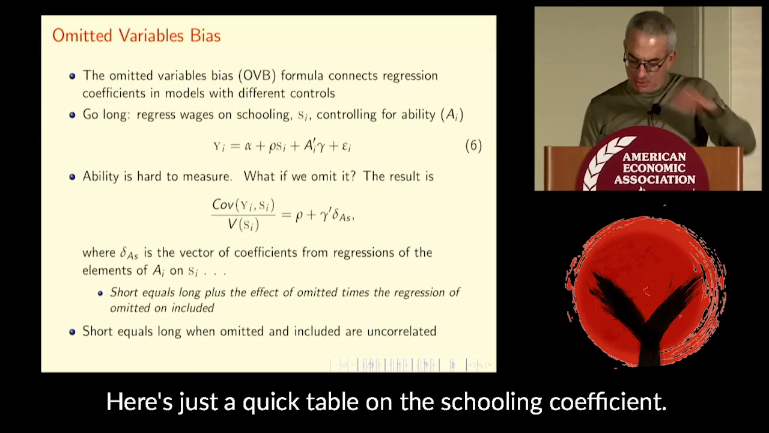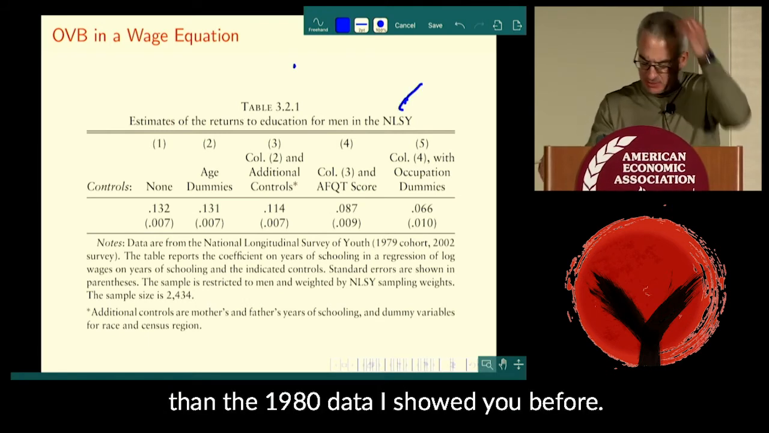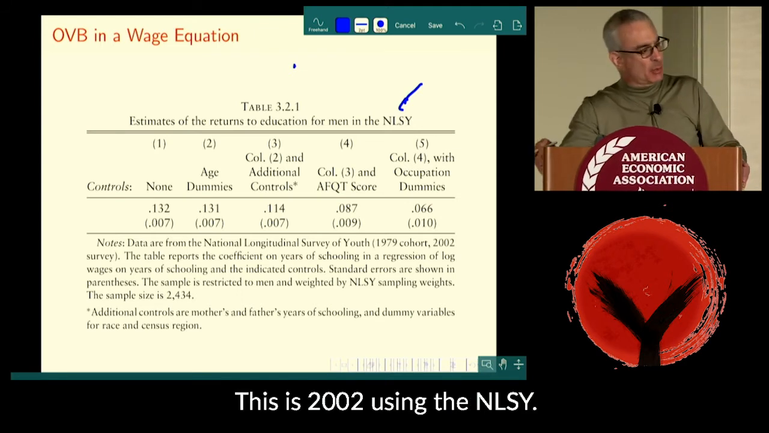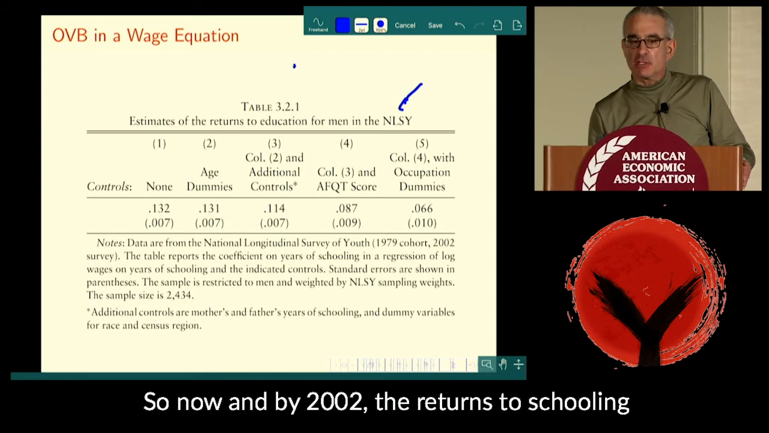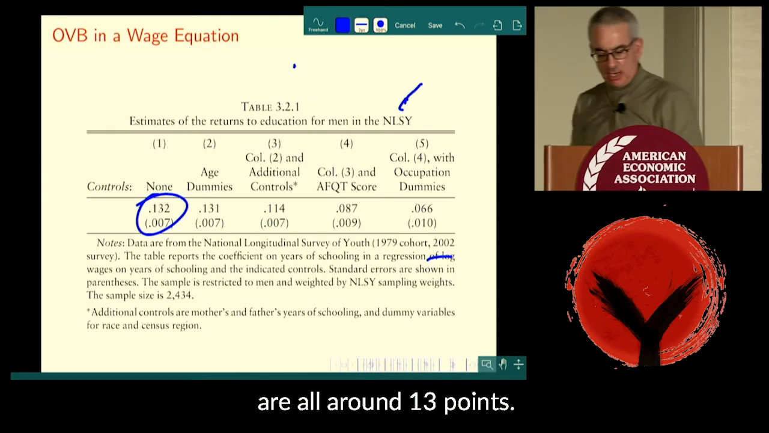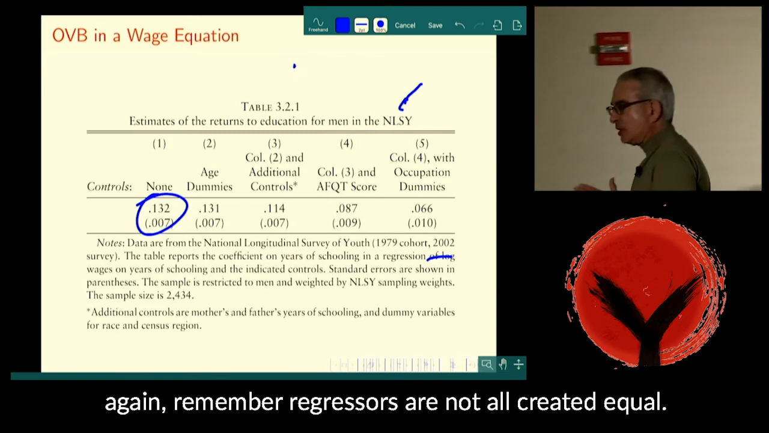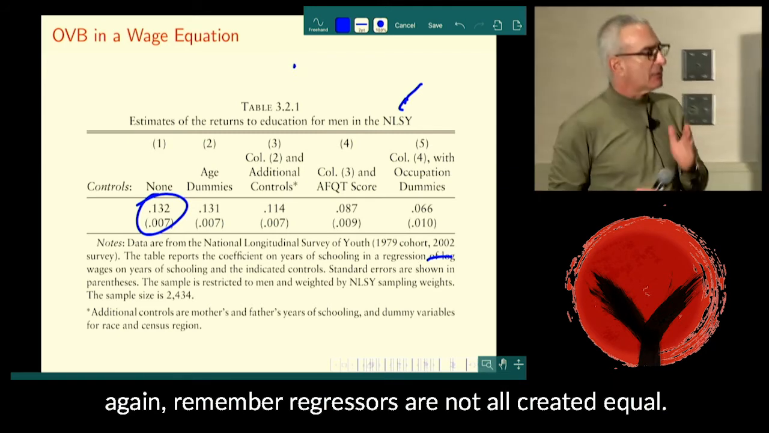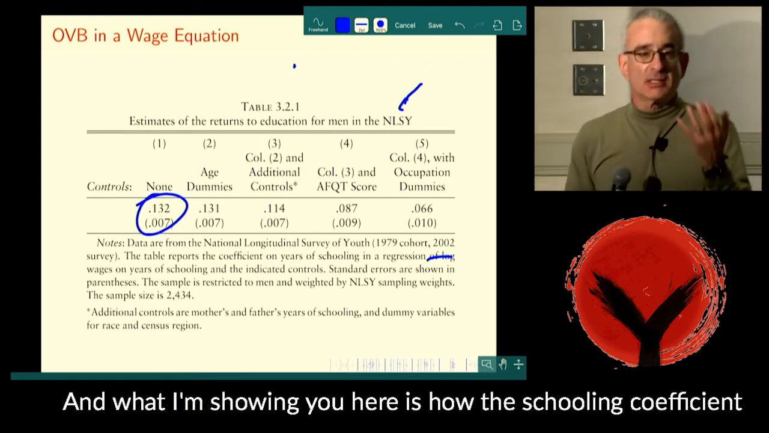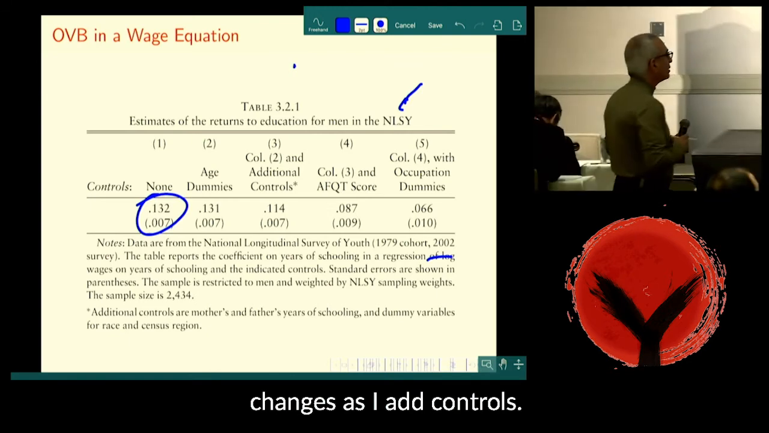Here's just a quick table on the schooling coefficient. This is from much more recent data than the 1980 data I showed you before. This is 2002 using the NLSY. So by 2002, the returns to schooling have gone way up, and the returns to schooling are all around 13 points. And what this table shows, again, remember, regressors are not all created equal. The regressor of interest here is schooling. And what I'm showing you here is how the schooling coefficient changes as I add controls.